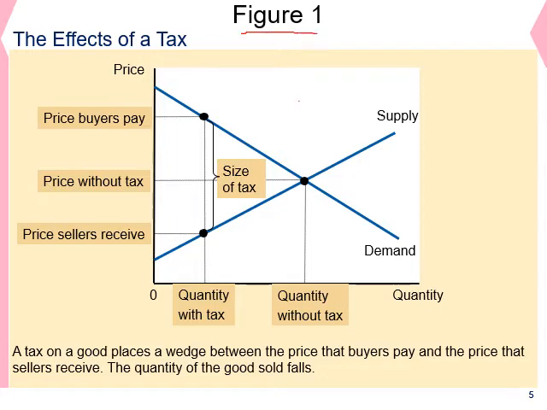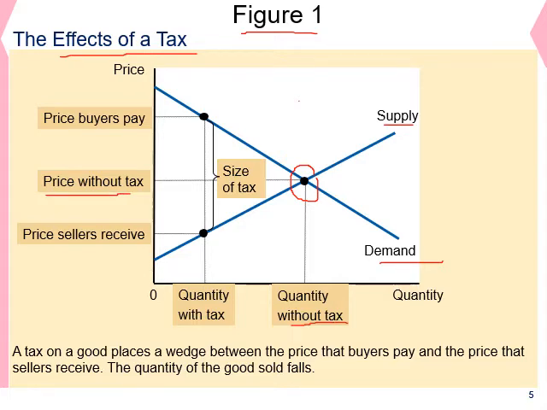Figure 1 shows the effect of a tax. For instance, you can see that the supply curve and demand curve intersect at this point, which is the equilibrium point. We have the price without tax and the quantity without tax.